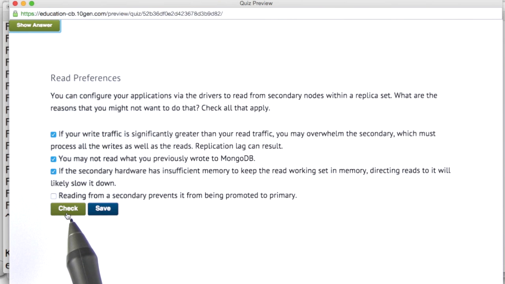The last one is not a problem for reads from secondaries. It says reading from a secondary prevents it from being promoted to primary. Yeah, that's not true at all.